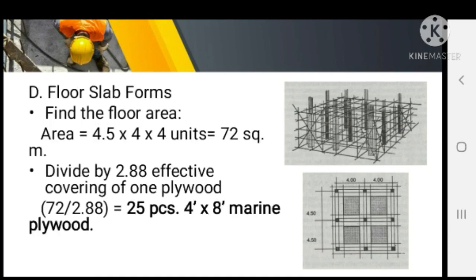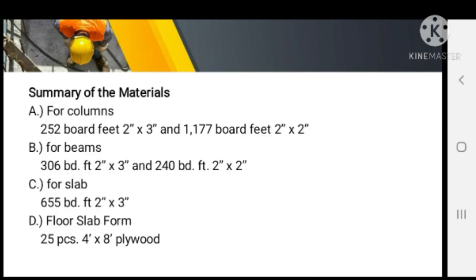For the floor slab forms, we also need to use the area of the floor. We already have the area of the floor, which is 72 square meter. By dividing it by 2.88, the effective covering of 1 plywood, we have 25 pieces. This 2.88 has already been discussed. So 72 divided by 2.88, we have 25 pieces of 4 feet by 8 feet marine plywood.